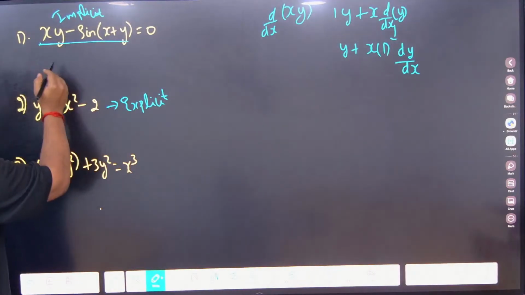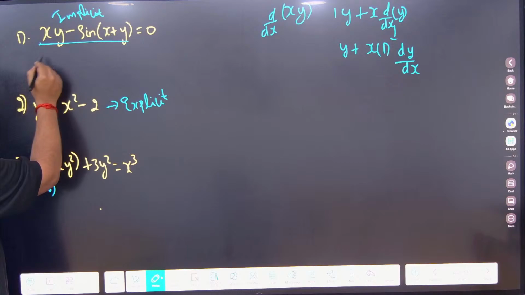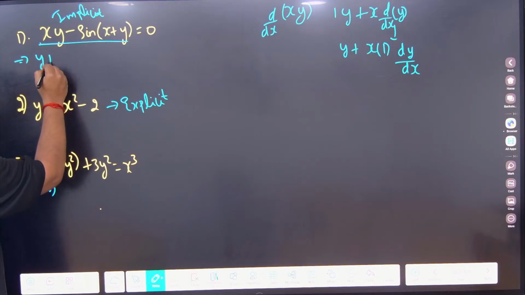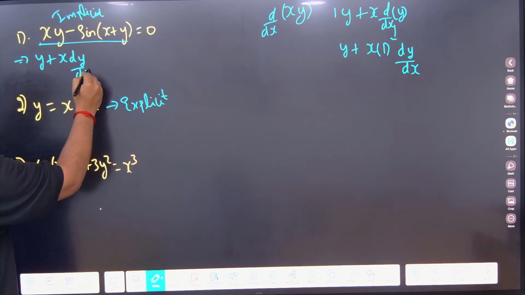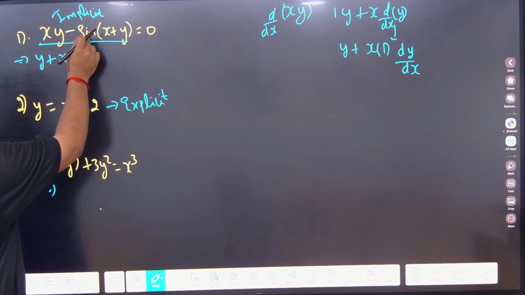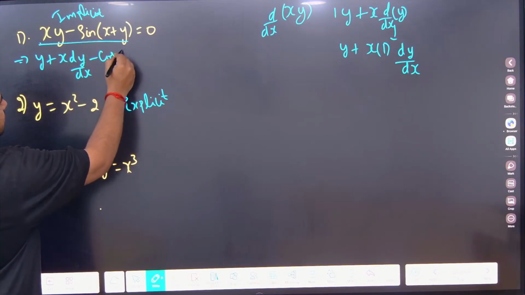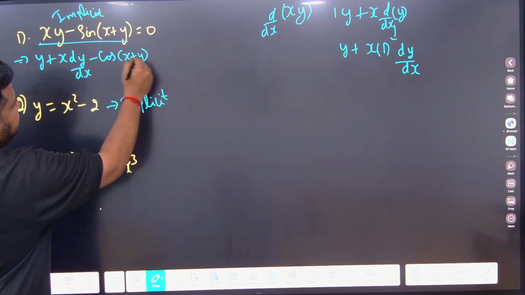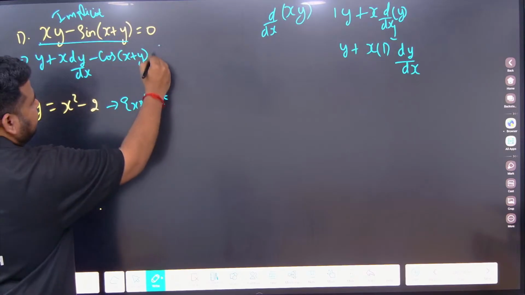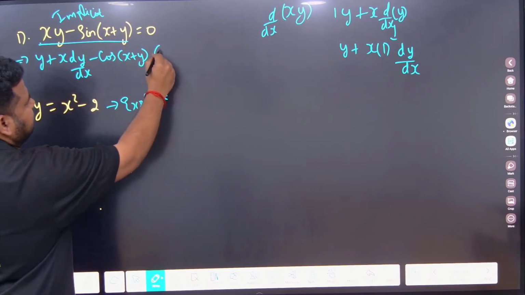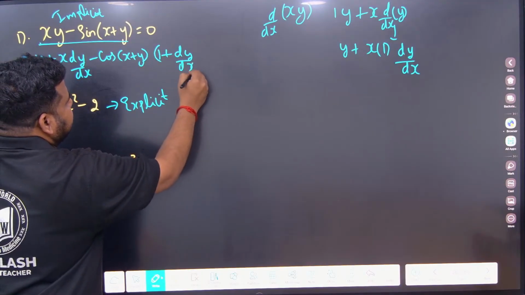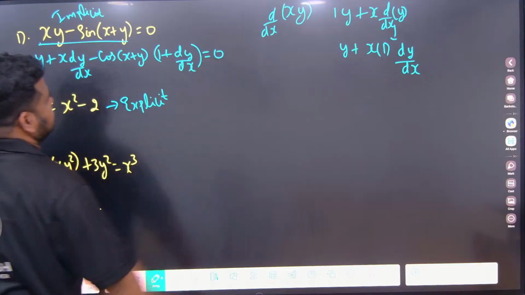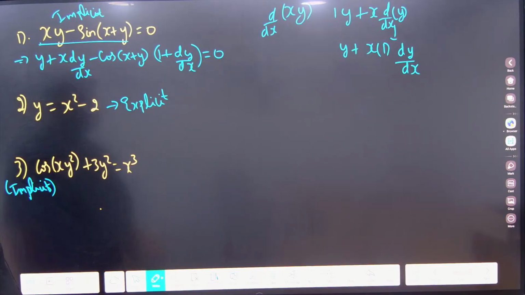Now see, what will this function become? If I differentiate xy with respect to x, I can write it as y plus x into dy by dx. Now apply the chain rule. Sine of something is cos of something, cos of x plus y. Now whatever is inside, that also you should differentiate. Inside, you have x; differentiation of x is 1. Differentiation of y is dy by dx, is equal to 0. This is what we have.